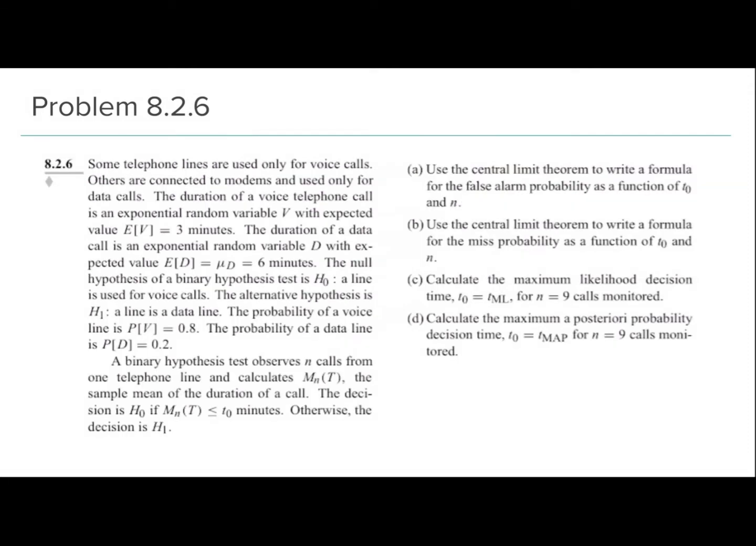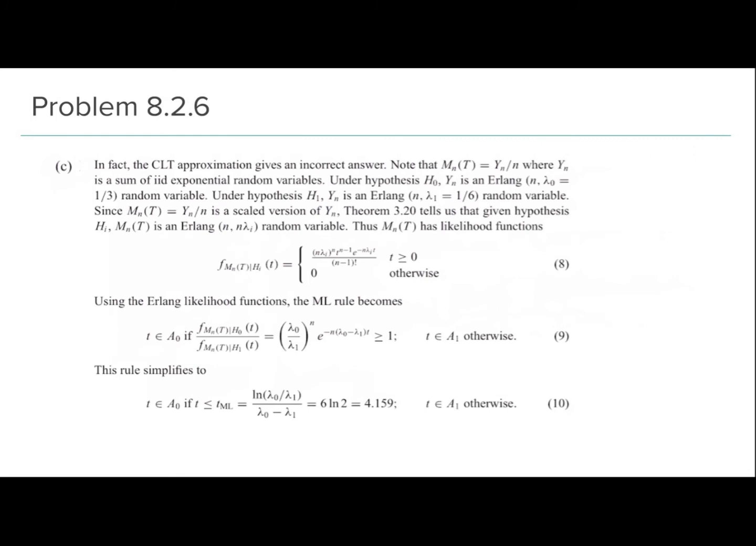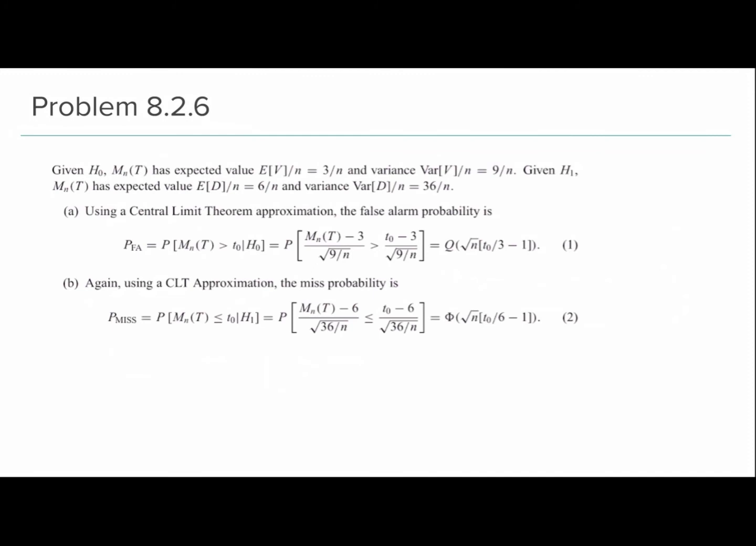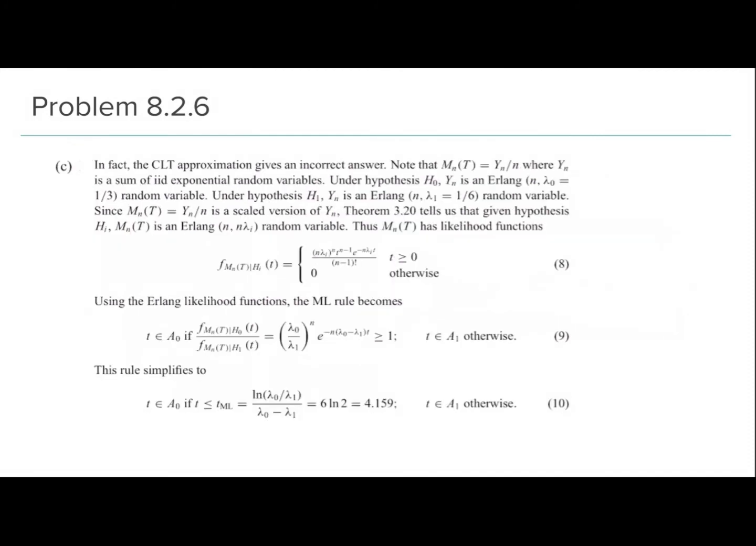So for the C part, we have to calculate the maximum likelihood decision time t naught equal to t ML for n equal to 9, right? I think the C part is maximum likelihood. So to evaluate the maximum likelihood or even the maximum a posteriori condition, we'll have to know the distribution of Mn of t, which we do not know as of now.